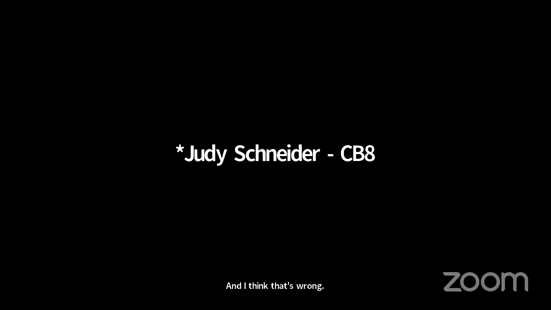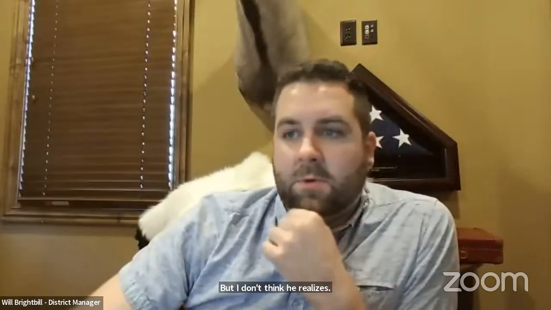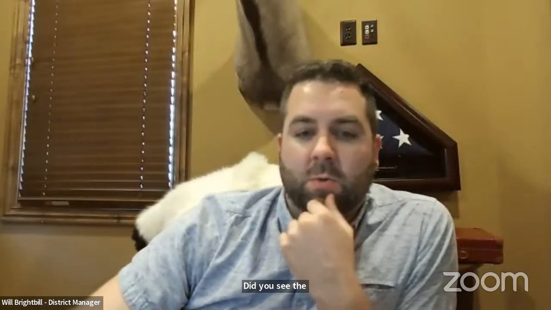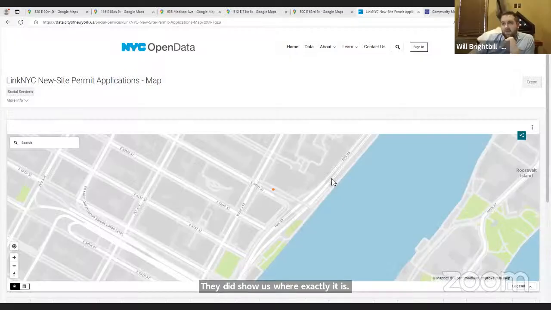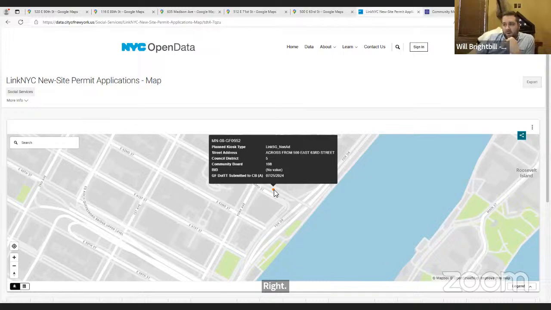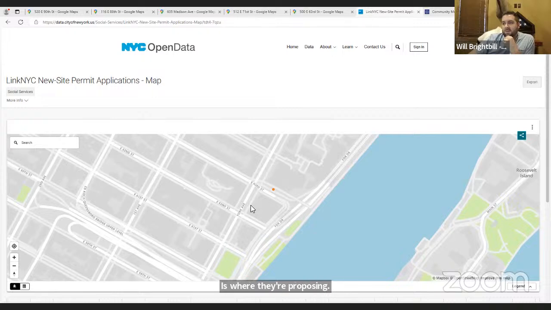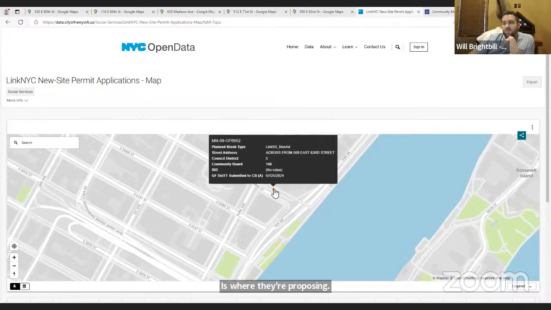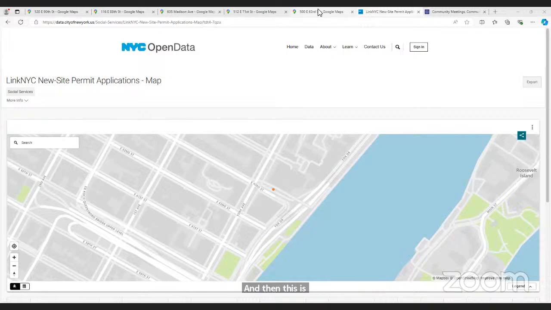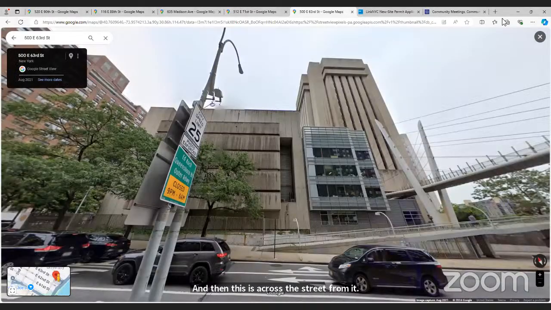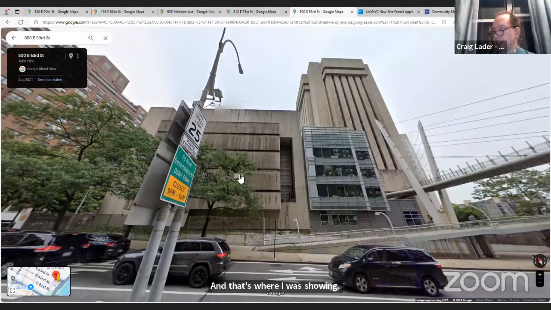I think the manager for that building would have been at this meeting, but I don't think he realizes. Did you see the map that I put up earlier? They did show us where exactly it is. Oh, no, I didn't see the map. Right, it is currently on your screen. The orange dot is where they're proposing. So this is 500, and then this is across the street from it. Oh, so that's Rockefeller Center. Yes, it's on the Rockefeller University side.